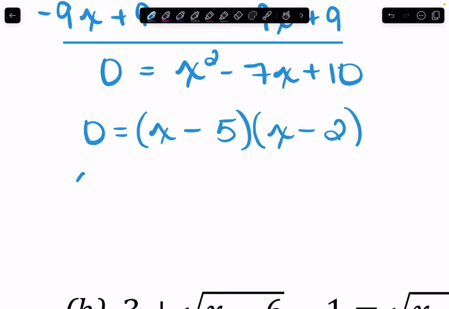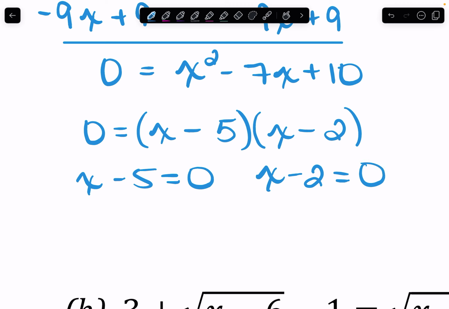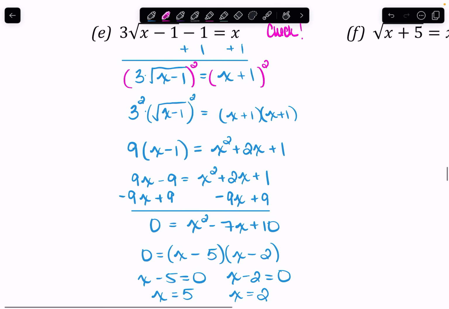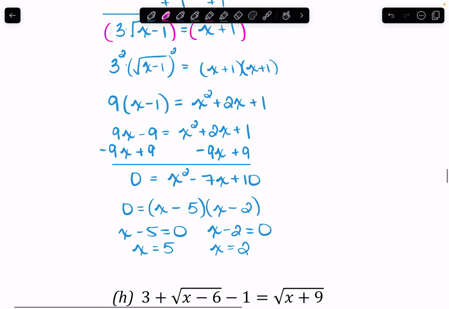All right, each to 0. So x minus 5 could be 0, or x minus 2 could be 0. So then we add 5. I'm running out of room. And then we add 2. So x equals 5 or x equals 2. But remember, this was a square root equation, so we do have to check these.